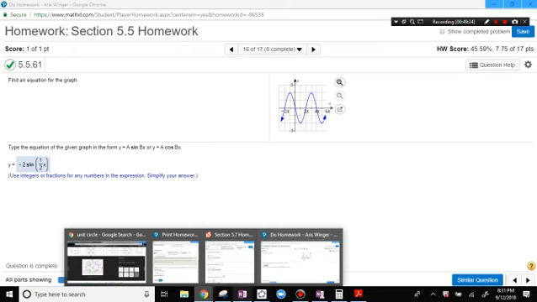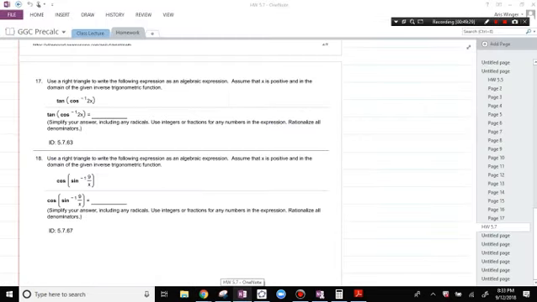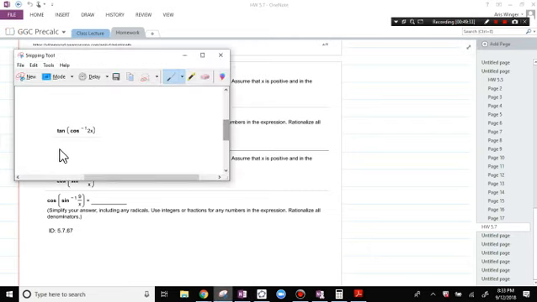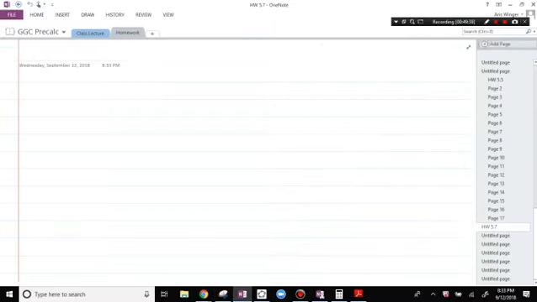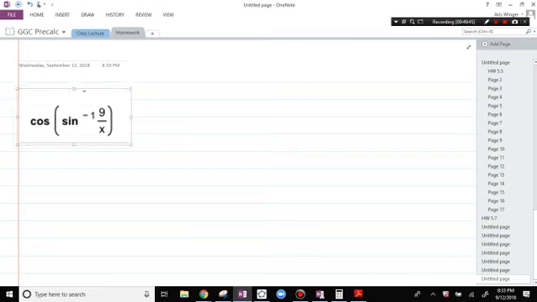I also had the honor of covering again cosine of inverse sine of 9 over x. Again, that's just another triangle. You do enough of these, you'll just be able to read off this triangle. Can someone tell me what this triangle looks like now? What's the hypotenuse? X. What's the opposite? 9. Questions? I'll go through that carefully.